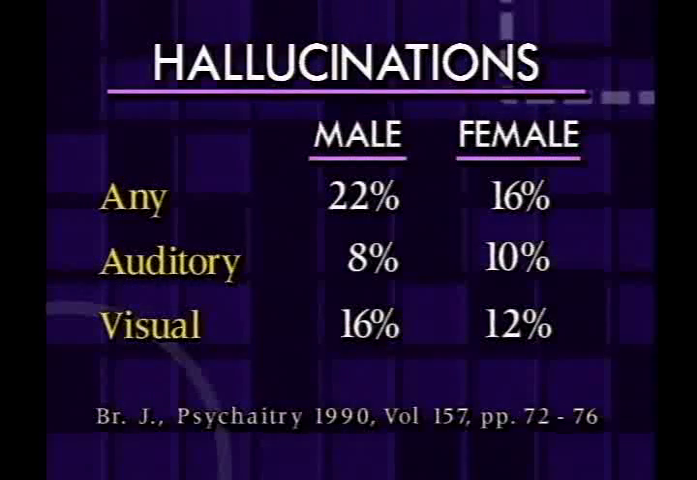One of the things that produces fear in demented patients is psychosis. As we talked about in the mental illness segment to this series, psychosis is fairly common in patients with dementia. In this study from the British Journal, hallucinations were found to be reasonably common in patients with dementia. Auditory hallucinations occurred in 8% of males and 10% of females, while visual hallucinations occurred in 16% of males and 12% of females. Thus, both auditory and visual hallucinations are fairly common in a patient suffering from dementia.